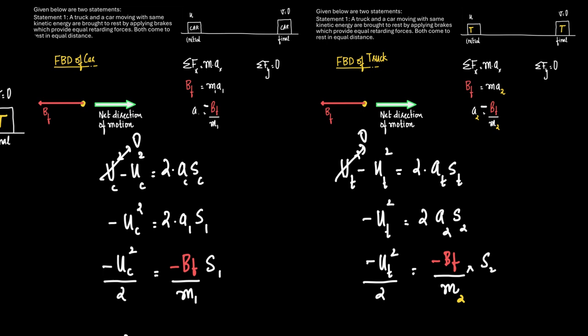So what we have is minus U1 square by 2 is equal to minus BF by M1 into S1, and minus U2 square by 2 is equal to minus BF by M2 into S2. Now, those who are trying to figure out the relationship between the work energy theorem and this question, you have the answer right away. Well, I'm not going to solve it that way, just for you to think.